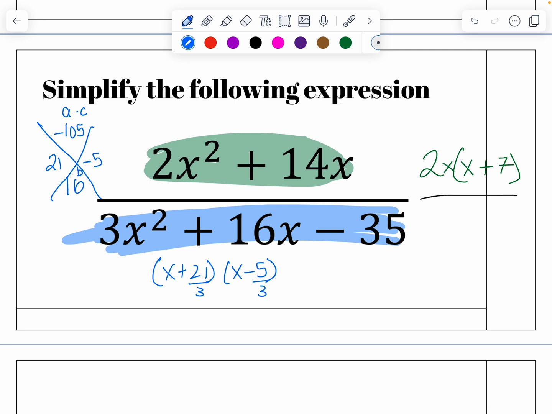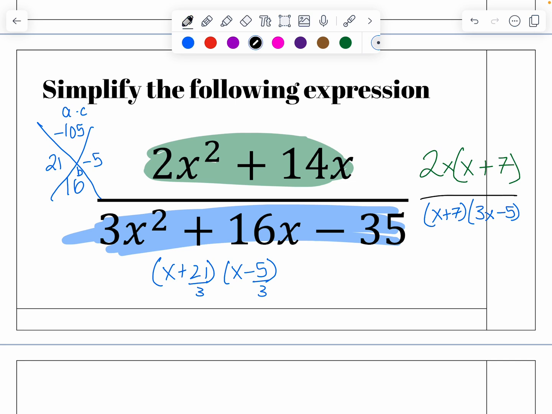Now 21 is simplifiable. It simplifies down to 7, so we have x plus 7. Looks like we're going to have a nice cancellation there in a minute. But looking here, I can't simplify 5 over 3 into anything nicer, so I'm going to move that 3 out in front of that x. So I have 3x minus 5 as my second factor. Those are my two pieces of my numerators and my denominators.